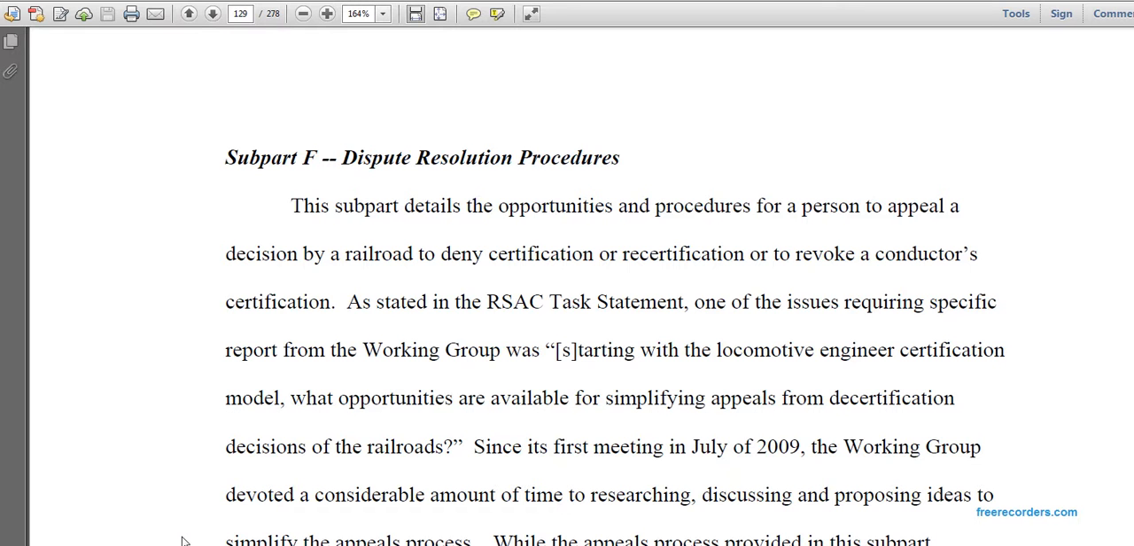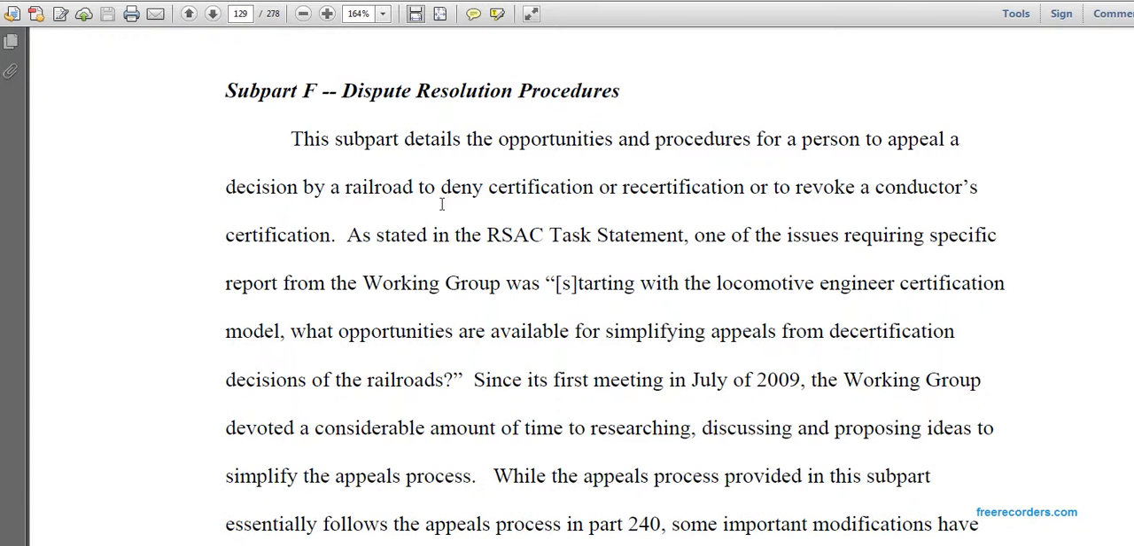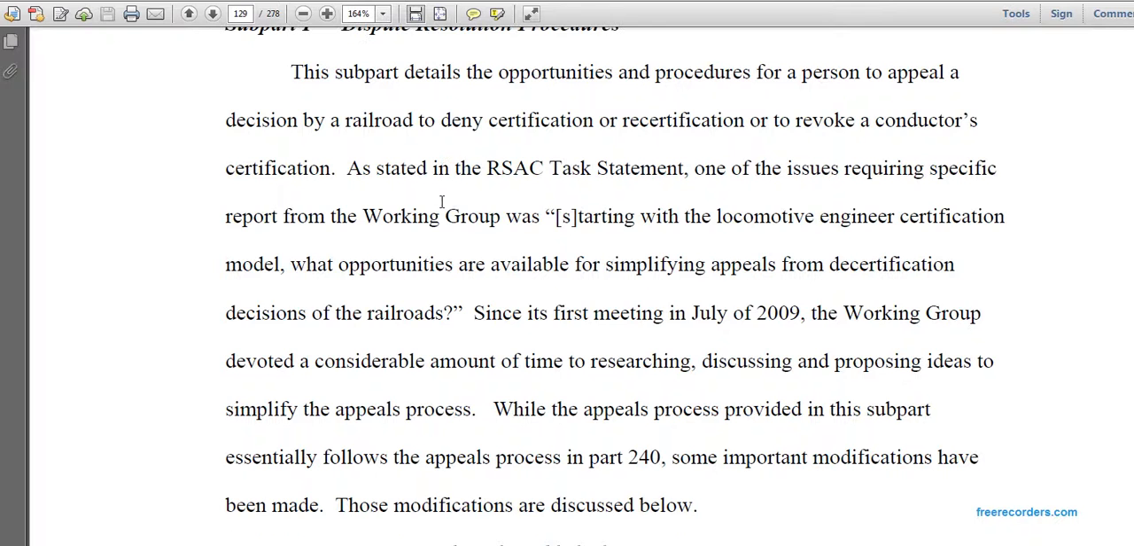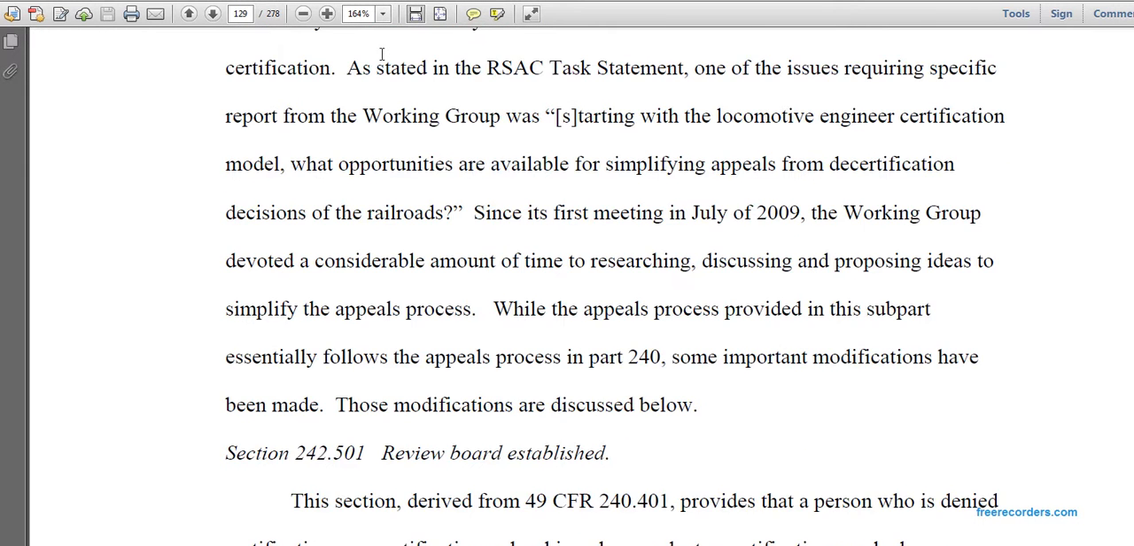As stated by the Railroad Safety Advisory Committee task statement, one of the issues requiring specific report from the working group was, starting with the locomotive engineer certification model, what opportunities are available for simplifying appeals of the decertification decision of the railroad. Since the first meeting in July 2009, the working group devoted considerable time to discussing proposals of ideas to simplify the appeals process. While the appeals process provided in this subpart essentially follows the appeals process in part 240, some important modifications have been made. Those modifications are discussed below.